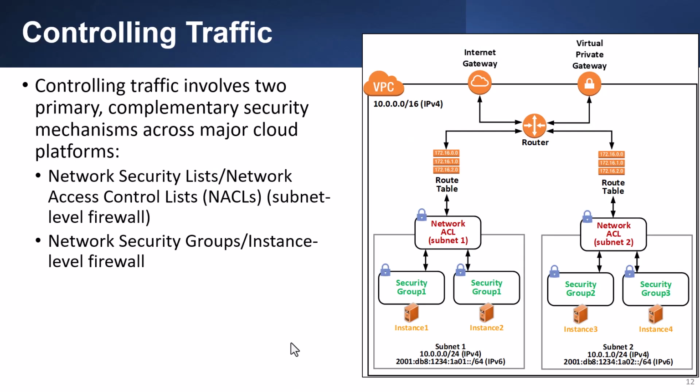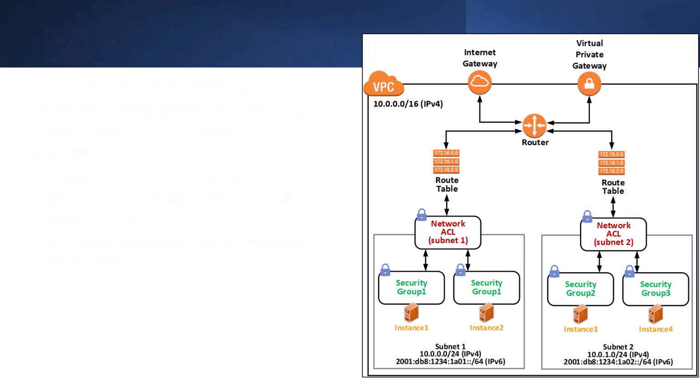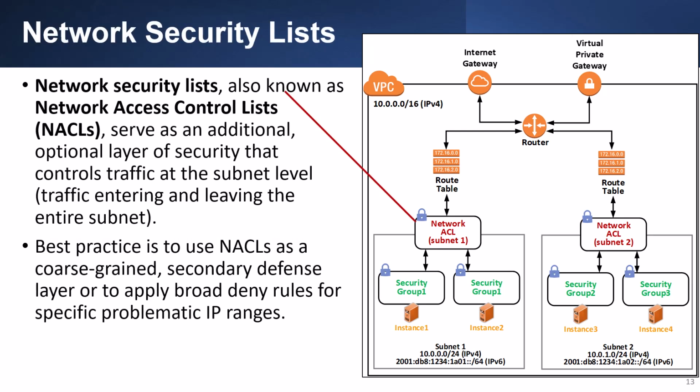Controlling traffic involves two primary complementary security mechanisms across major cloud platforms. Network security lists, or network access control lists, are subnet level firewalls, and network security groups are instance level firewalls. Network security lists, also known as network access control lists, serve as an additional optional layer of security that controls traffic at the subnet level, which is traffic entering and leaving the entire subnet. Best practice is to use NACLs as a coarse-grained secondary defense layer or to apply broad deny rules for specific problematic IP ranges.